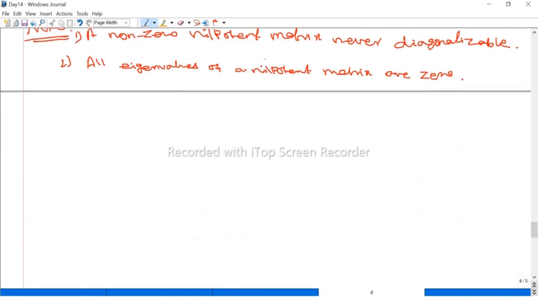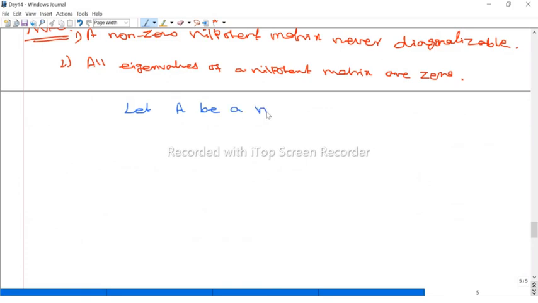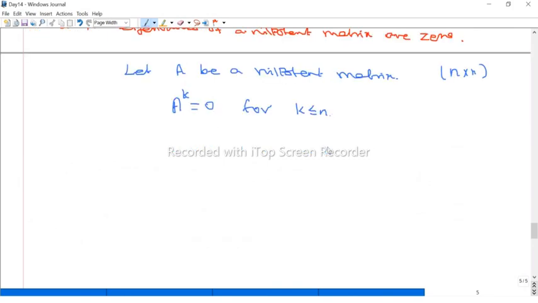Why? That is a very simple proof. Suppose let A be a nilpotent matrix. That means A power k equals 0 for some k. A is an n by n matrix, and k may be less than or equal to n, maybe sometimes equal to n, but it should be less than or equal to n.